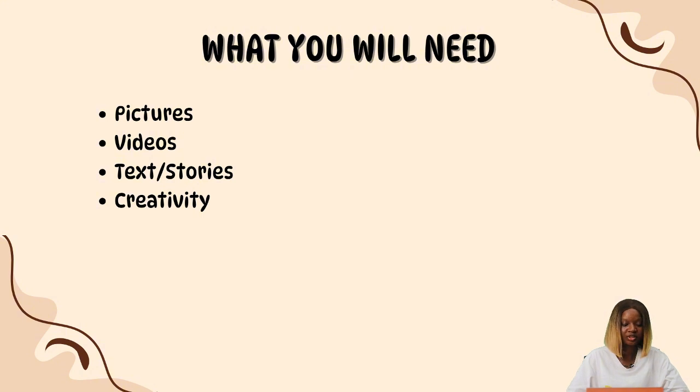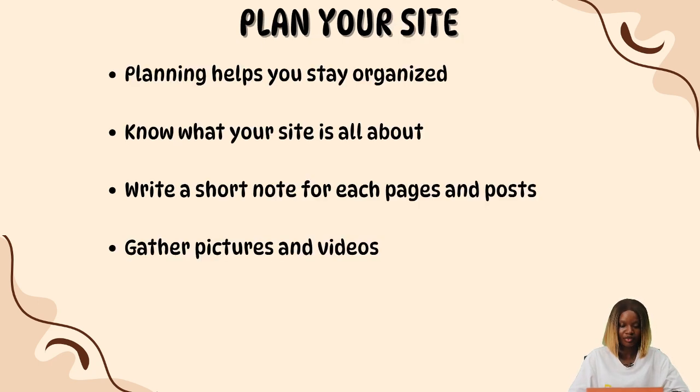What you need for your mini project: you need pictures, videos, text or stories, then creativity. You have to be creative whatever you're doing. So first things first, you plan your site. Planning helps you stay organized. So it helps you know what your site is all about. So you're going to write a short note for your pages and your posts. Then you gather your pictures and videos.